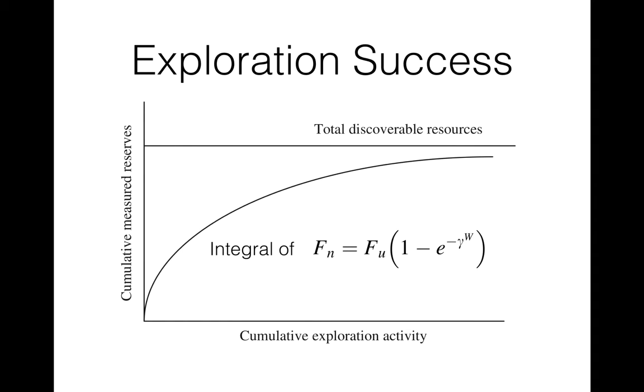This activity can be described by a simple formula. And what this formula here shows is the cumulative measured reserves. And as you can imagine, in the beginning, you can find and measure much reserves at a much faster rate. But as you approach the total discoverable resources, the rate of discovery decreases. And this equation tries to relate that experience.